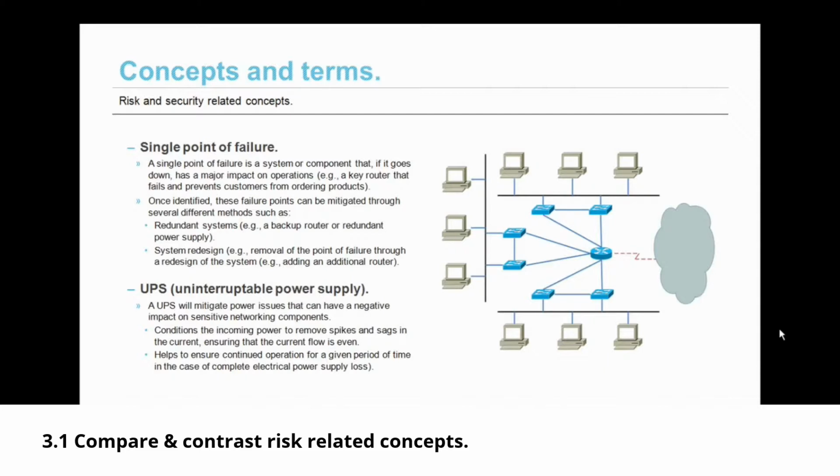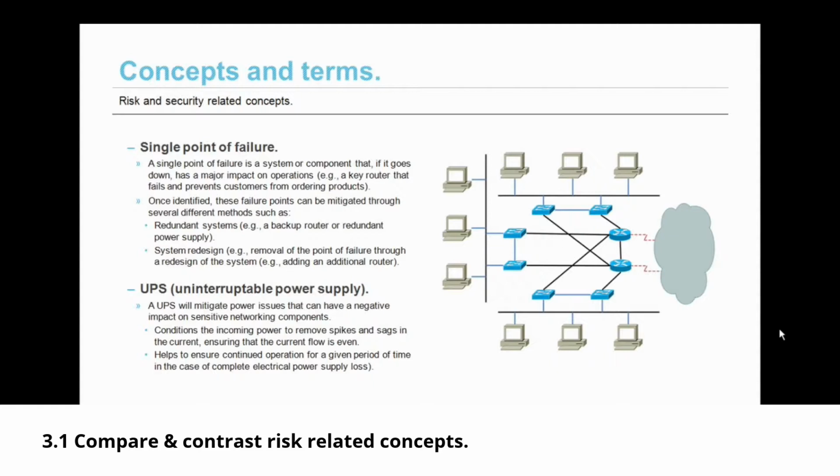Once identified, these failure points can be mitigated through several different methods, such as redundant systems, as in adding a backup router to the previous example, or maybe a redundant power supply. Single points of failure can also be mitigated through system redesign, as in removing that point of failure through a redesign of the system. You should also be familiar with uninterruptible power supplies, or the UPS.